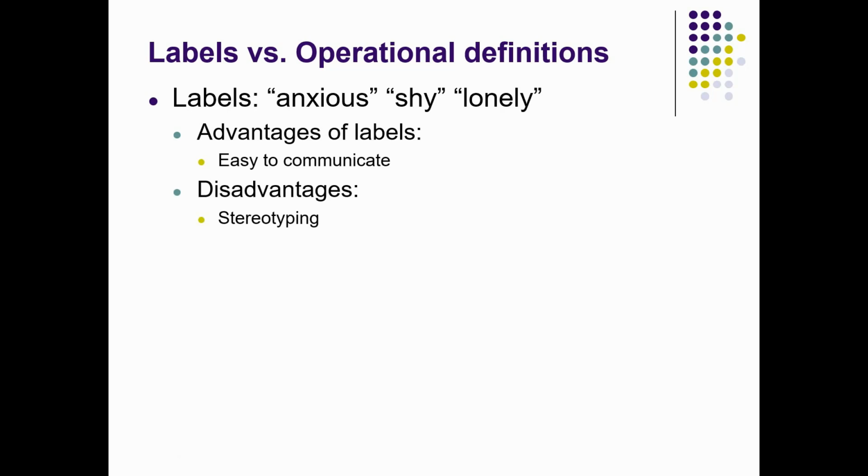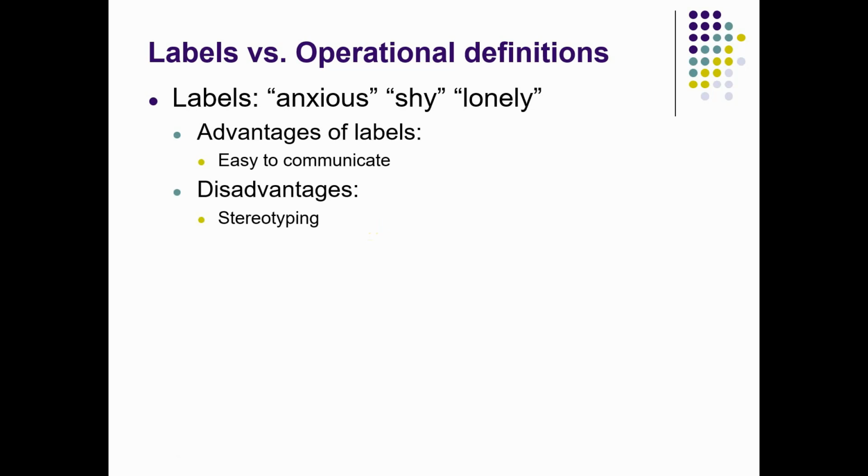So it does lead to stereotyping. By stereotyping, I mean that we have formed a general impression of what this person is going to be like, and we may see behaviors that are not necessarily even there, just because in our mind we have an idea about what anxious looks like, or what shy looks like, or what lonely looks like. So we may be overextending our ideas to this person just because we're using this label.